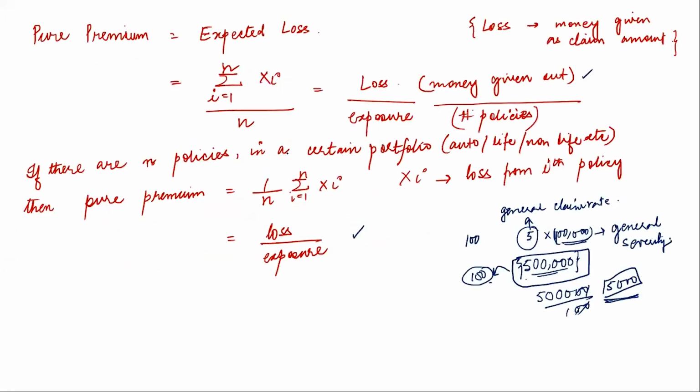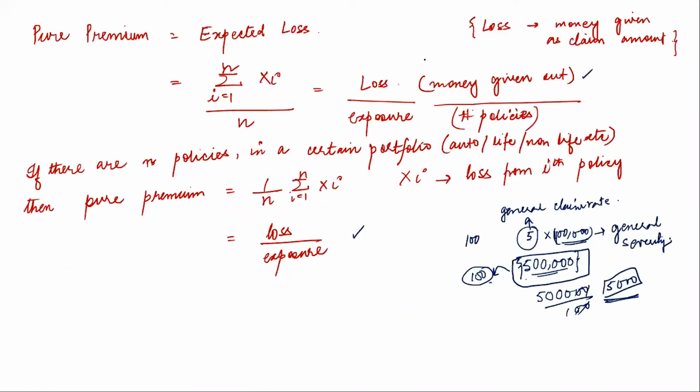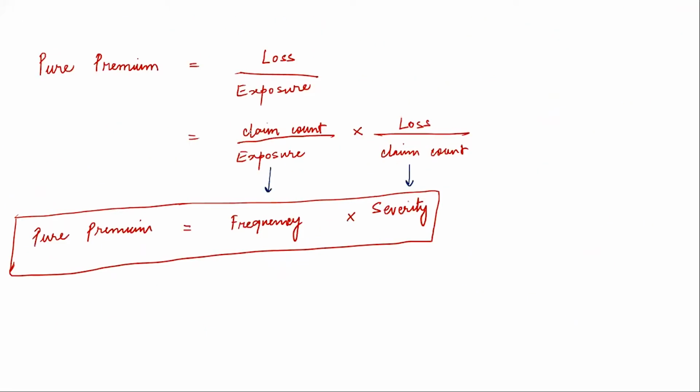If you go back to your notes here, you will see number of claims by number of policies. The number of policies is nothing but exposure. So you have the number of claims by exposure, multiplied by per claim how much money has gone out. So frequency multiplied by severity.